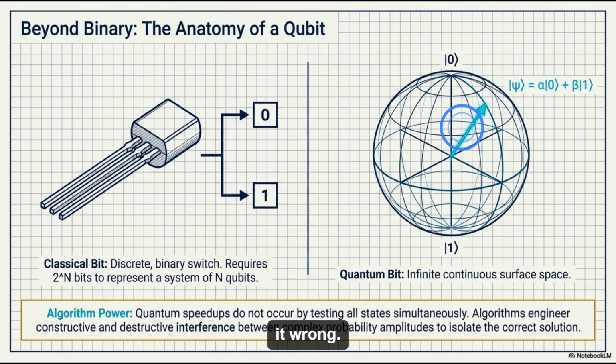Yeah, and here's where people get it wrong. They think quantum speedup means trying all answers at once. Oh, that's the pop science version, isn't it? Totally. The real mechanism is interference. You engineer constructive and destructive interference between probability amplitudes, so the right answer survives and the wrong ones cancel out. Subtle, but that's the whole game.